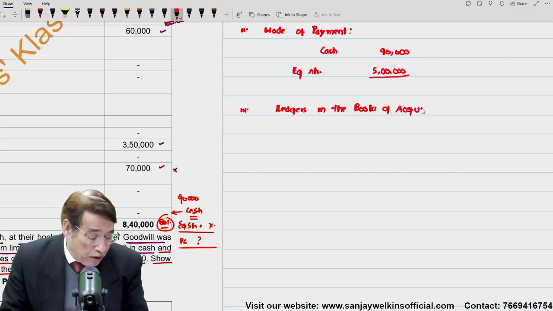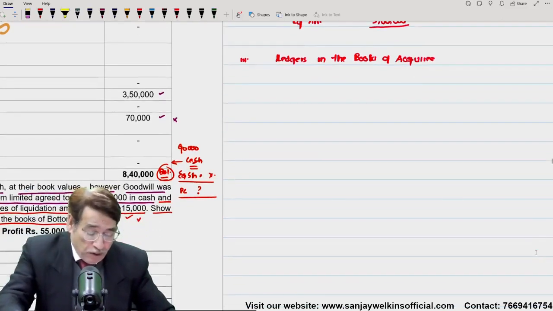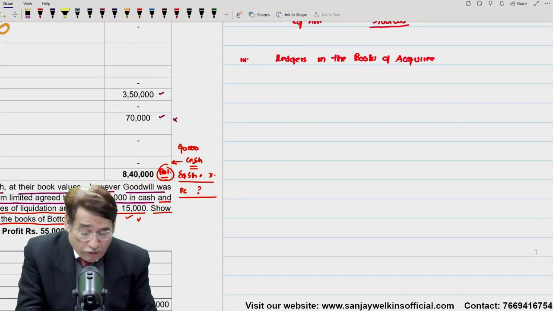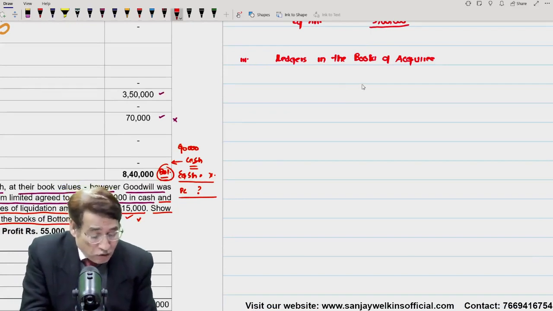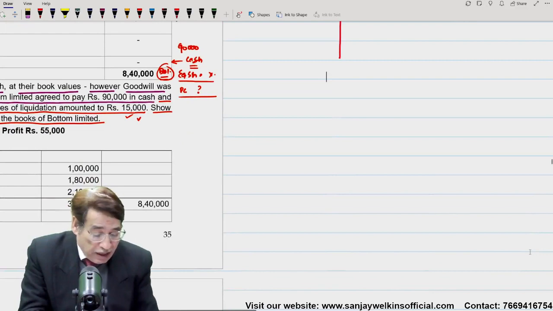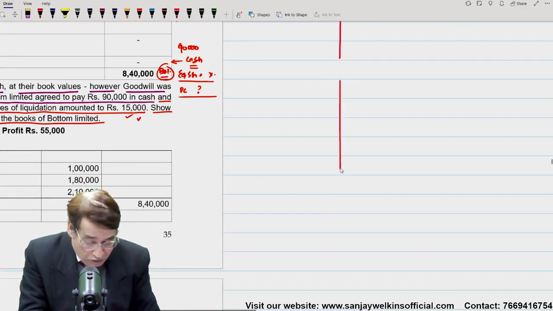In order to prepare the ledger accounts in the books of the acquiree, if you remember, in the last session we talked about this particular fact. First of all, I will have to prepare, in fact it is always better to prepare, the acquirer company account. So I will prepare the acquirer company account first. Besides that, I will prepare the realization account.